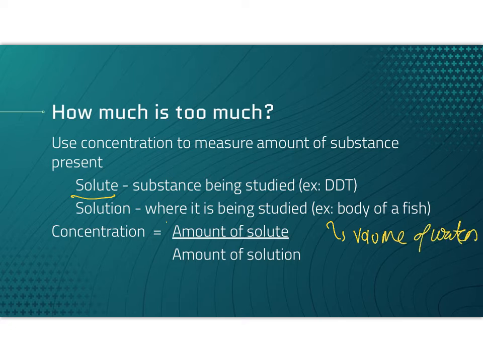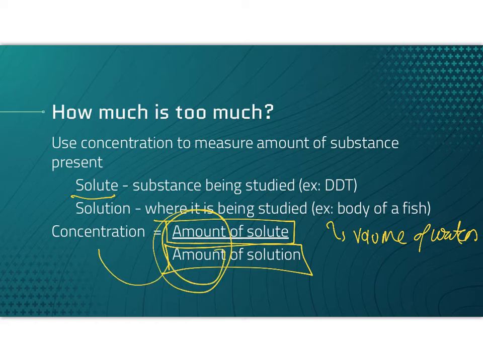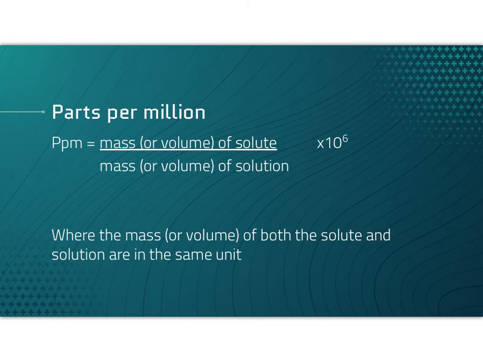Concentration is a representation of the amount of solute by the amount of solution. And how we measure these amounts gives us different units of concentration. One that we're going to look at here is parts per million. What we're going to do is take the mass or volume of solute, divide by the mass or volume of solution, and then, to represent it as a part per million, we multiply by 1 million.